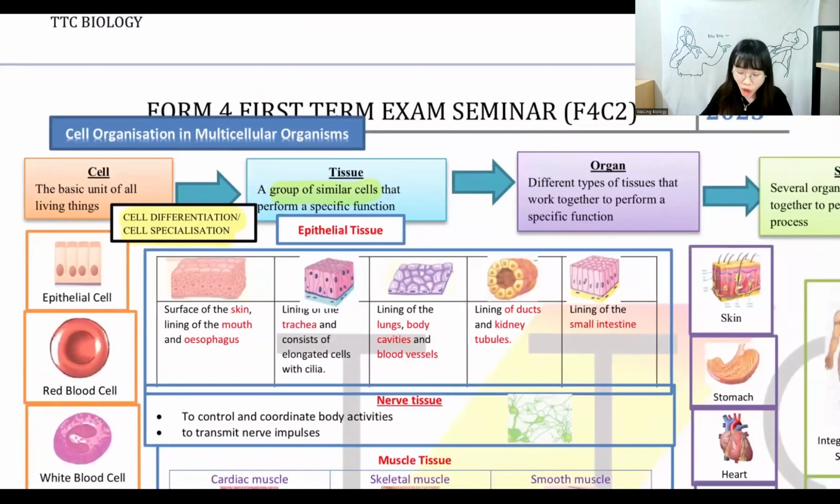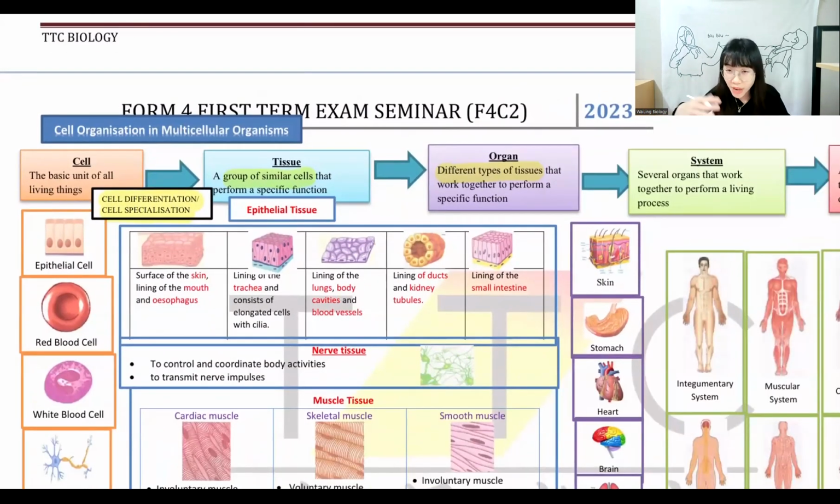And then we have organ. Organs are made of different types of tissue that work together to perform a specific function. And then we have system, made of different organs, and we have organism. Usually in exam, they will only ask you about tissue and organ. If they ask you what is tissue, you're going to write a group of similar cells that works together to perform a specific function. If they ask you what is organ, you have to write different types of tissue.